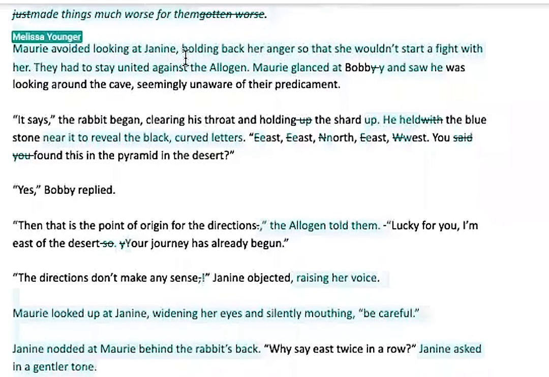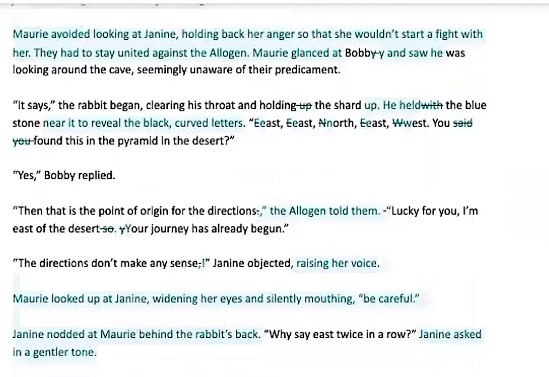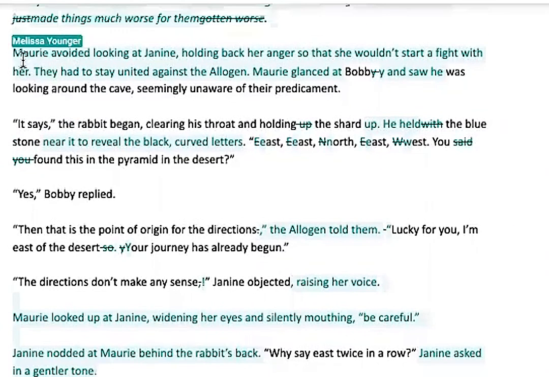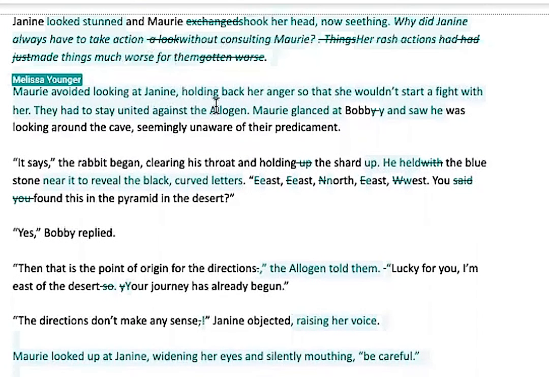Mari avoided looking at Janine, holding back her anger so she wouldn't start a fight with her. They had to stay united against the allergen. Here I'm just showing more inside Mari's head because this whole section wasn't here before. So it just kind of jumped around in between the action that was happening. And I wanted to really show in the scene how Mari's emotions are developing.